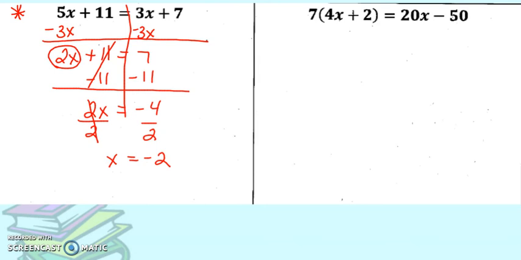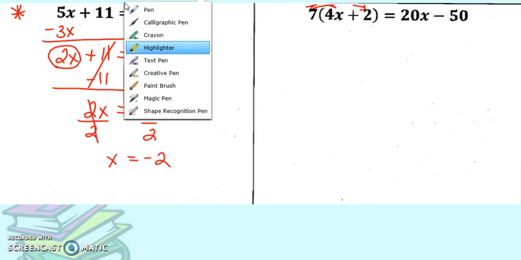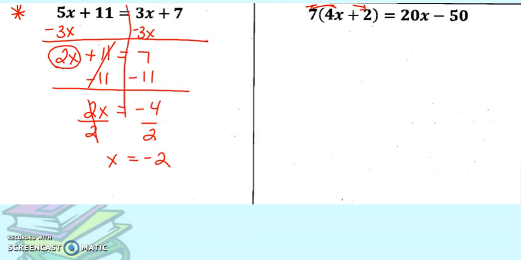Last example. I will start it for you and then you should finish it on your own and then come back and check to see if you got it correct. Because I have parentheses here, I want to multiply that 7 by everything inside. 7 times 4x is 28x. So I have 28x plus 14.